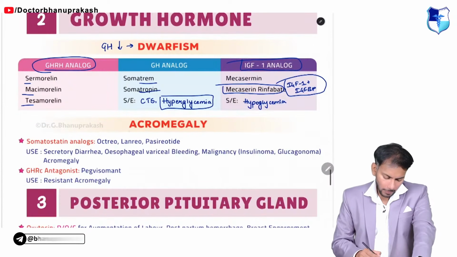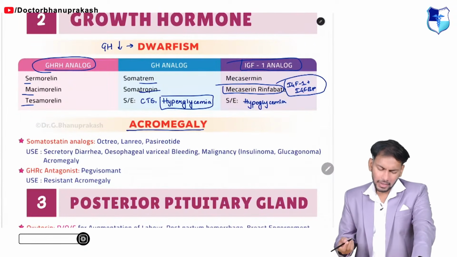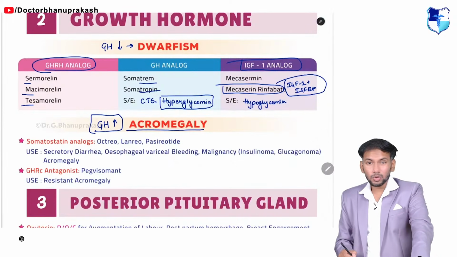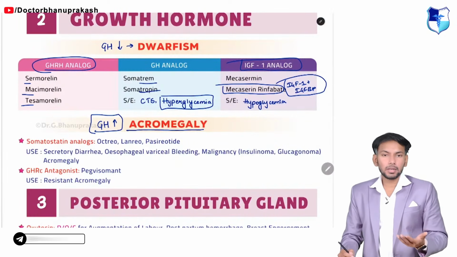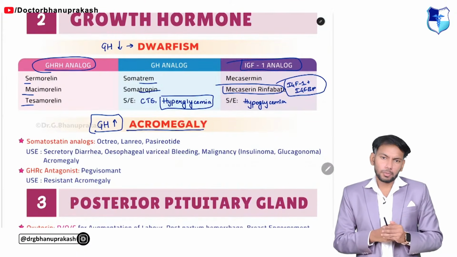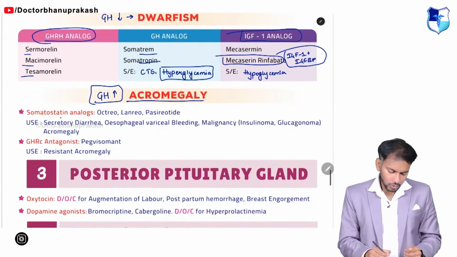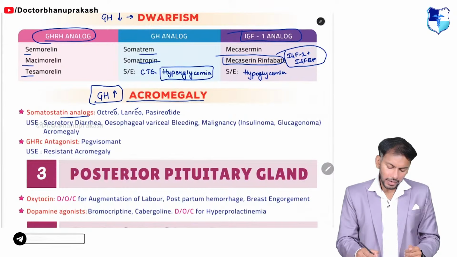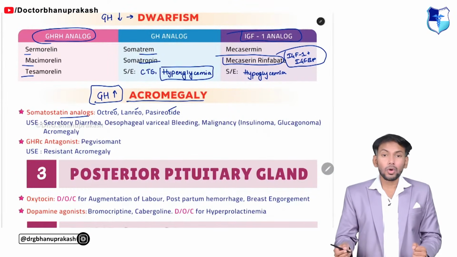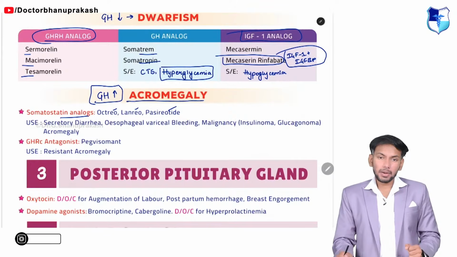Next, coming to the acromegaly. Acromegaly means growth hormone is increased. How can you decrease the growth hormone? By giving somatostatin. Yes, why? Because it is a growth hormone inhibiting hormone, somatostatin. Yes, now, what are somatostatin analogs? Octreotide, lanreotide and pasireotide. It is given in the name.